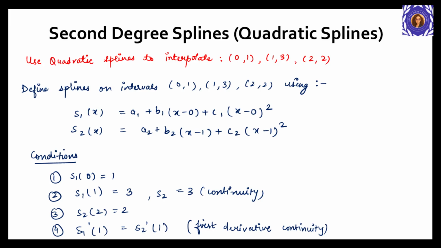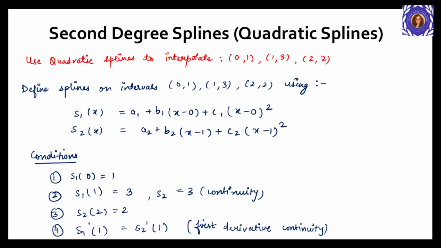And here we will have 4 conditions. The first one is S1(0) equals 1. Second, S1(1) equals 3. S2(1) equals 3 due to continuity. Condition number 3 is S2(2) equals 2. And lastly, the first derivative of S1(1) will be equal to the first derivative of S2(1).